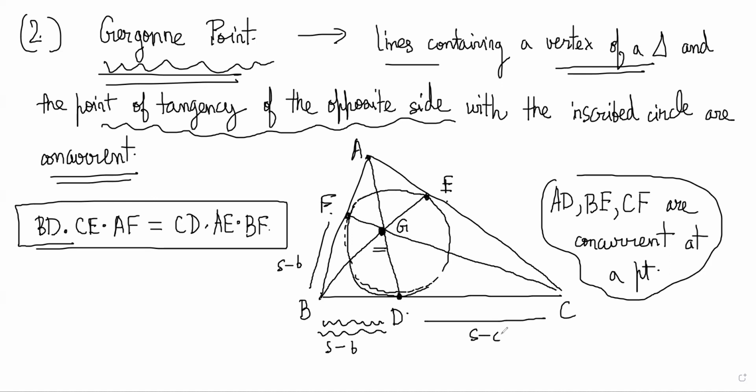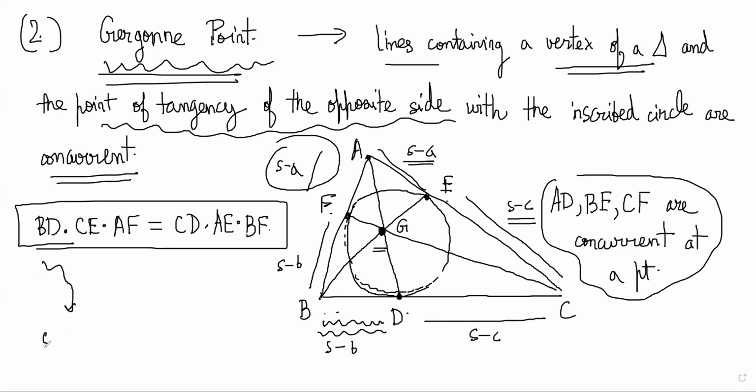This is s minus c. This is also s minus c. This is s minus a. This is also s minus a. So we can see easily that BD times CE times AF is S minus B times S minus C times S minus A. So the left hand side becomes S minus A, S minus B, S minus C, which is also the same as CD times AE times BF.